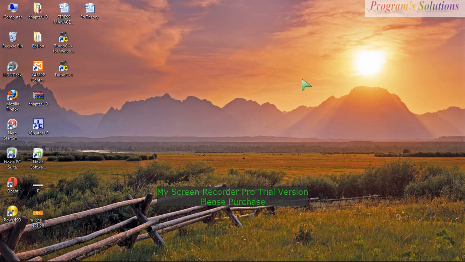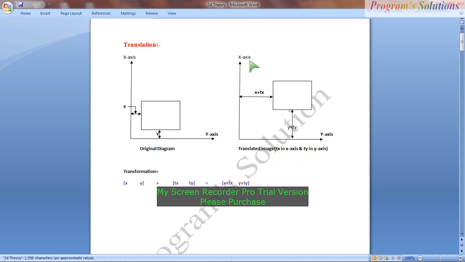Now today we are going to learn about the computer graphics 2D operations. In 2D operation we will see the transformation, scaling, shear transformation, rotation and reflection operation. First we will see the translation operation.